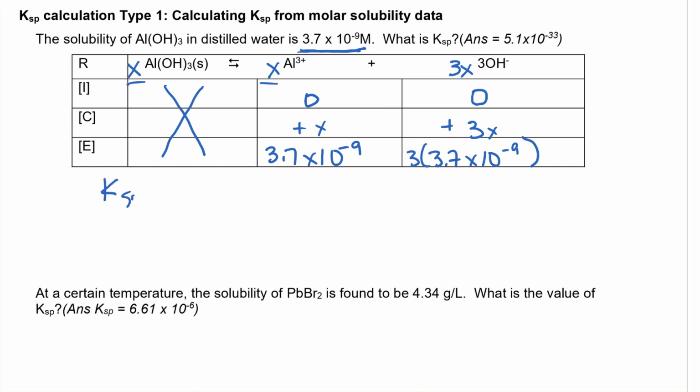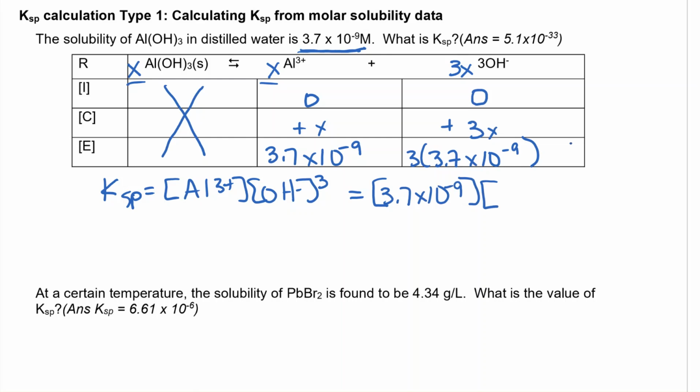If we write our Ksp expression, Ksp is our aluminum concentration multiplied by the hydroxide ion concentration cubed. So we're just going to take the bottom line of our ICE table and fill it in. So we have 3.7 times 10 to the negative 9th. And then we're going to figure out what this value is in the calculator, and that is 1.11 times 10 to the negative 8th. We're going to cube this because we have a coefficient of 3. And when we calculate this, we have about 5.1 times 10 to the negative 33rd.